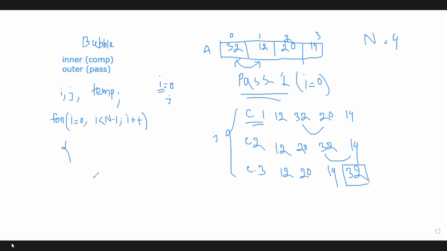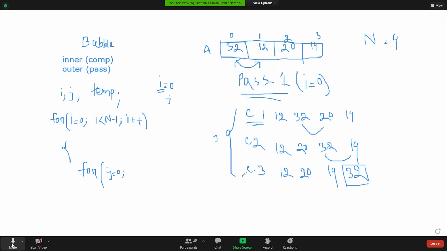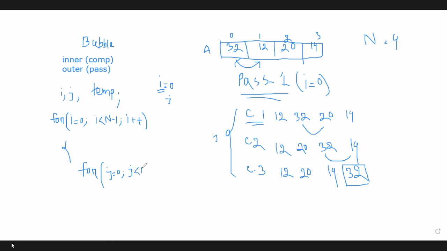Yes, ma'am. Okay, so now we need to take another loop, that is the inner loop, and here the variable is j. So what will be the initial value of j? Suppose it's 0. Now how can we set the condition? For each of these passes, we need how many comparisons? Three comparisons, ma'am. So here we can write for j equals to 0, j less than n minus 1, j plus plus. Right?